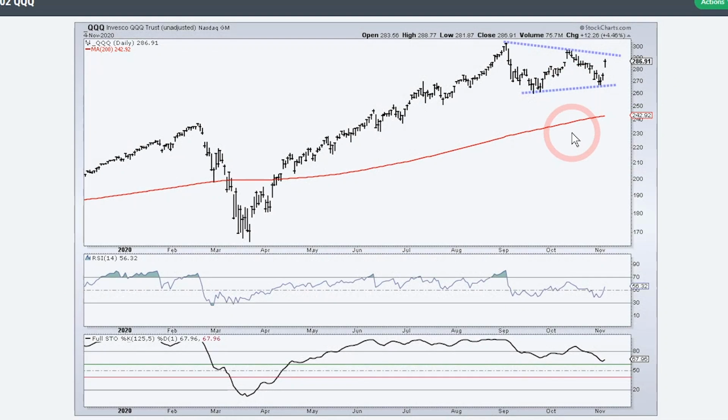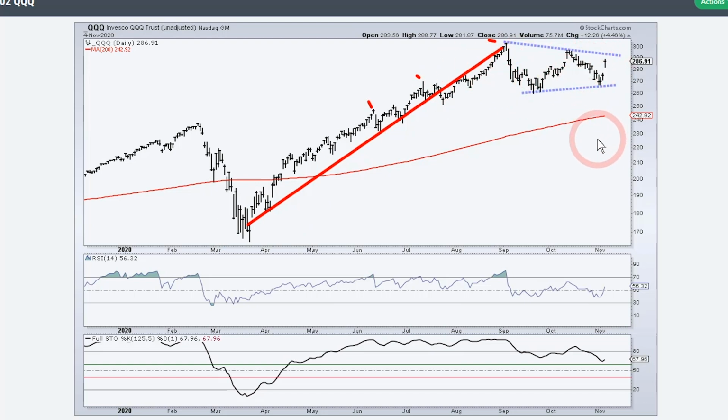Now here's QQQ, and it was lagging a little bit maybe, but it's still got a bullish continuation pattern, a big surge to new highs. You're overextended. Of course, you're overextended here, you're overextended here, you're overextended here. But now we've digested these gains. We've surged, we've rested with a consolidation.